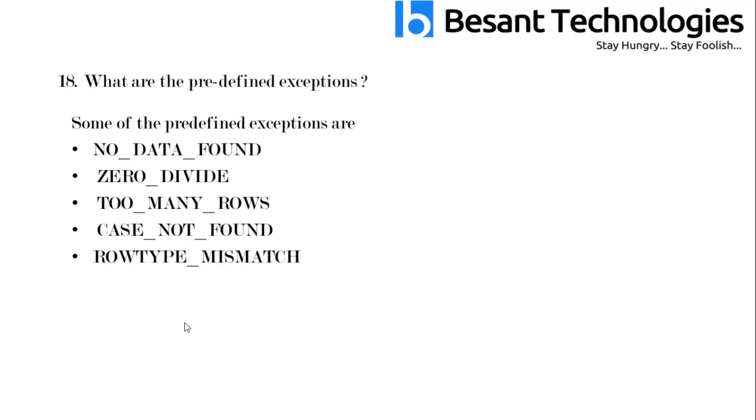Then what are the predefined exceptions? Some of the exceptions are NO_DATA_FOUND, ZERO_DIVIDE, TOO_MANY_ROWS, CASE_NOT_FOUND and ROWTYPE_MISMATCH. NO_DATA_FOUND is thrown when it doesn't find any data in a particular variable. ZERO_DIVIDE is an arithmetic exception which occurs when you try to divide any number by zero. TOO_MANY_ROWS occurs when you want to assign one value to another, but the row count is higher, which isn't supported. Then we have CASE_NOT_FOUND and ROWTYPE_MISMATCH too.